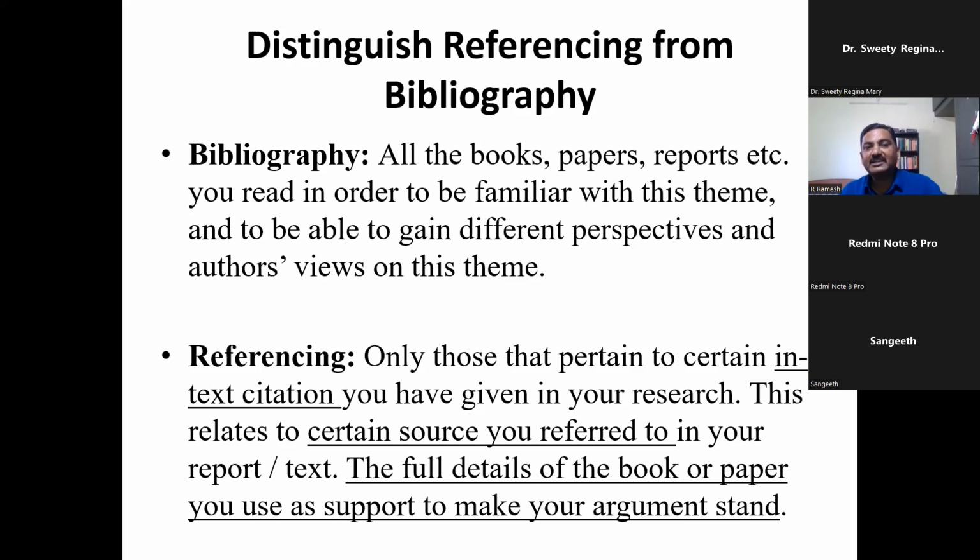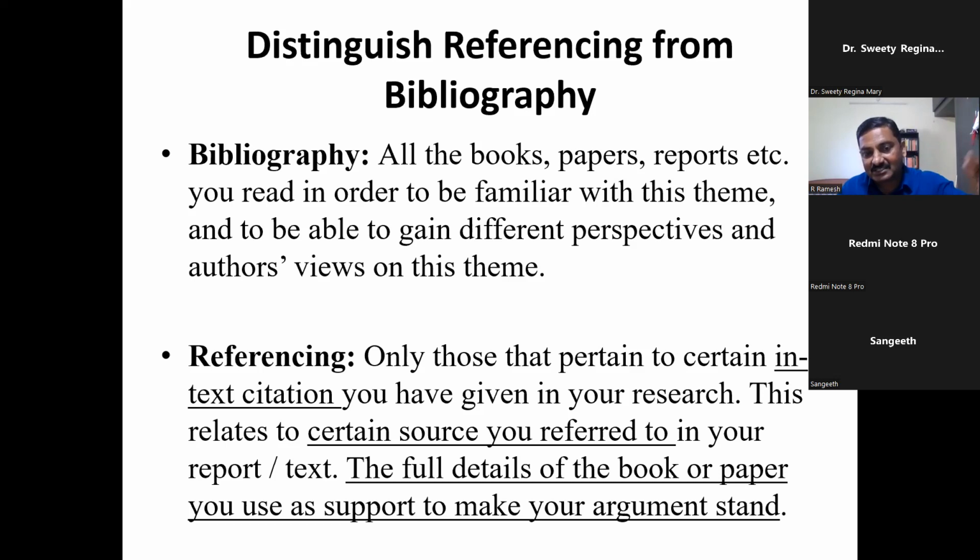And also we must understand the difference between bibliography and references. Right, this is what I meant when I said nuts and bolts. Means very small details also we must know. Bibliography is about all the books and papers that you read, and in your thesis what you're supposed to give is references, and giving bibliography is optional. It is optional, but referencing must be there.